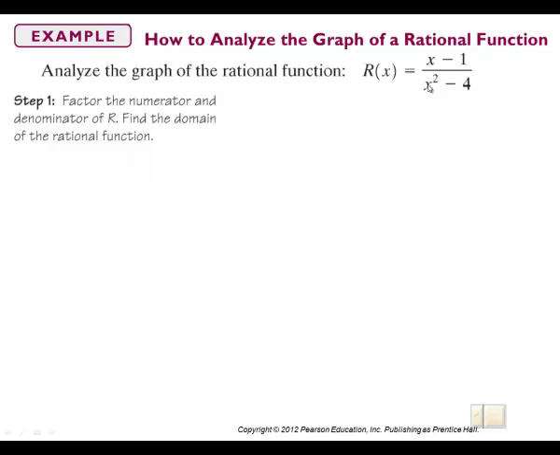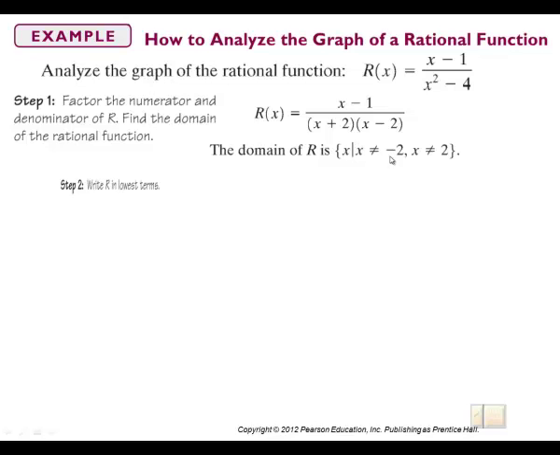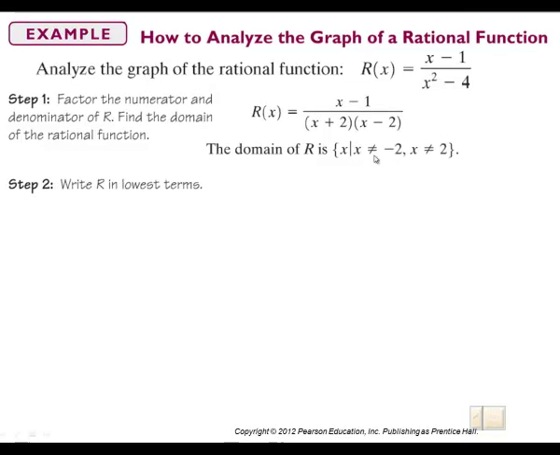So basically, we don't have to factor the numerator. That's already in simplified form. The factors in the denominator are x minus 2 and x plus 2. And so we set our denominator equal to 0, and we get x cannot be negative 2 and x cannot be positive 2. That's also where our vertical asymptotes are. So there's our domain, and R is in lowest terms.